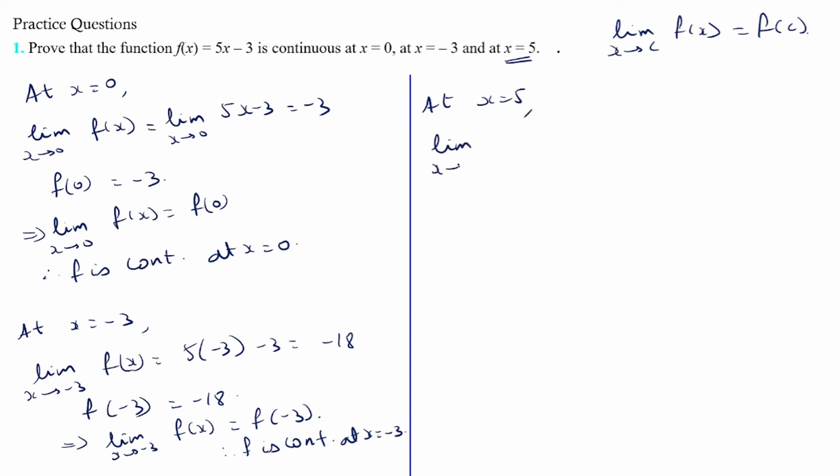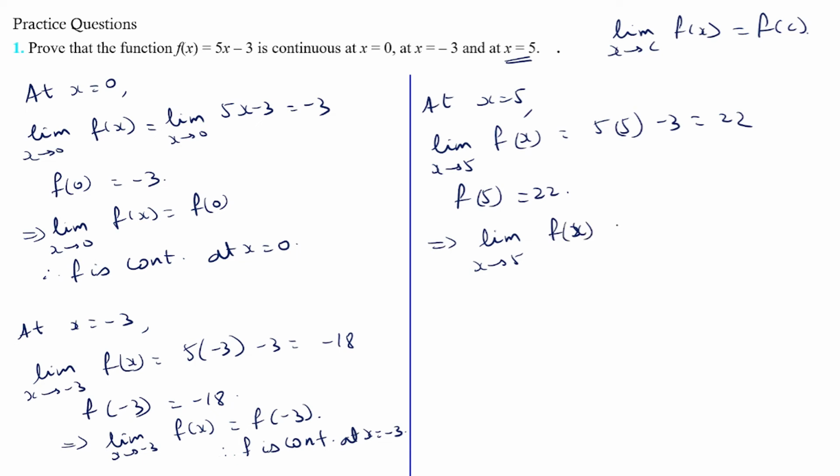Limit x tends to 5, f of x is equal to 5 into 5 minus 3, which is 22, and f of 5 is also equal to 22. So we have limit x tends to 5, f of x equal to f of 5. Therefore, f is continuous at x is equal to 5. So these are the steps.